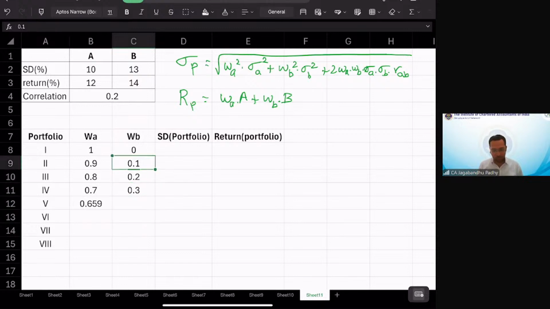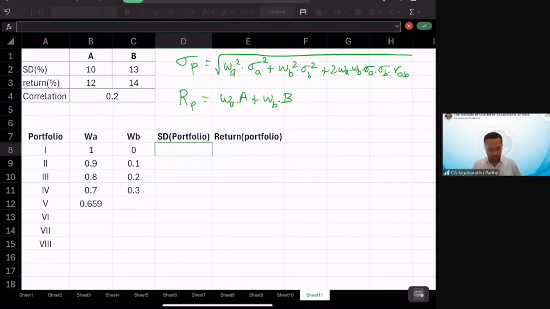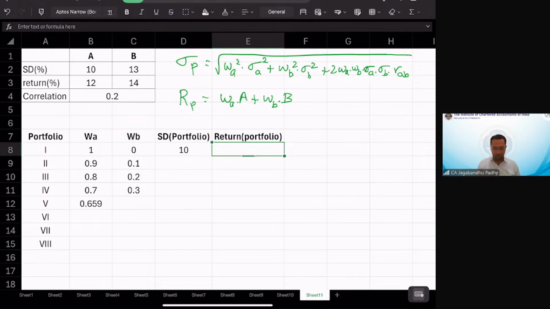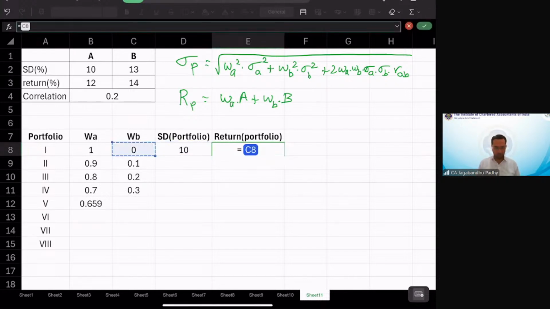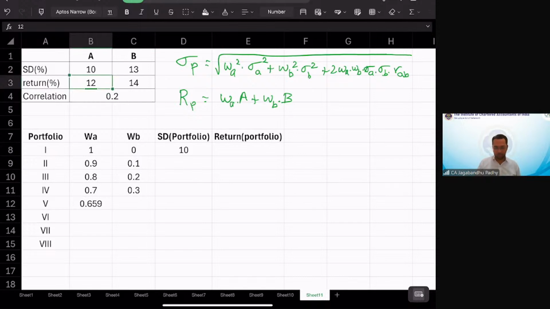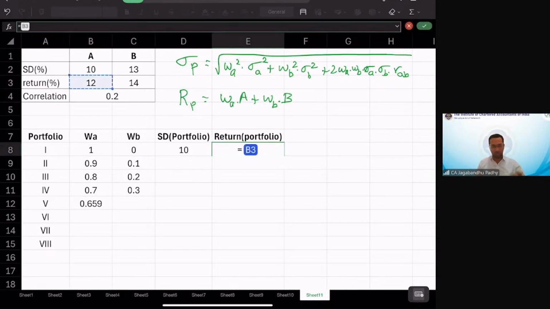Yeah. So first one, the standard deviation of the portfolio is very easy since it is only 1 security. You can simply say that the standard deviation of the portfolio will be 10. The return of our portfolio will also be just 12. But it's just one security.